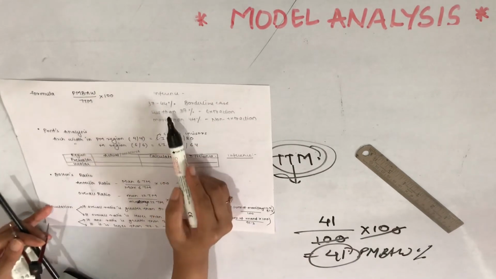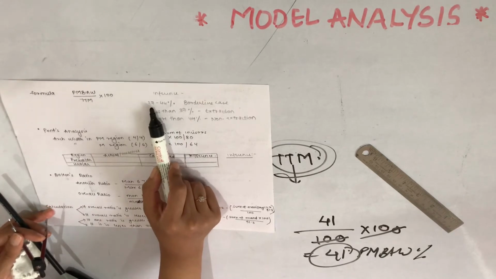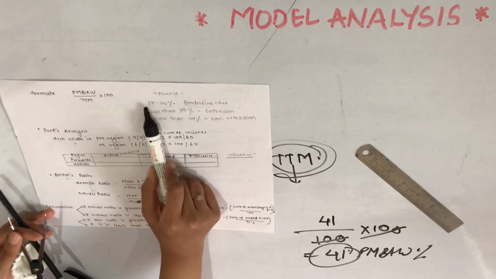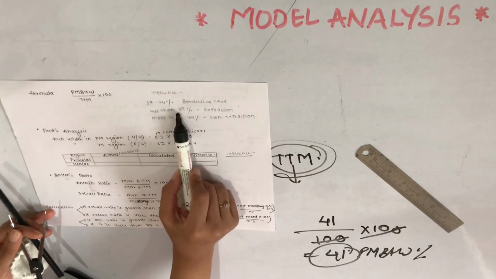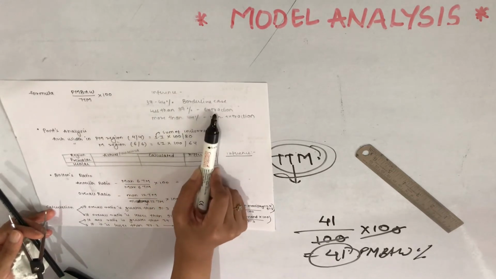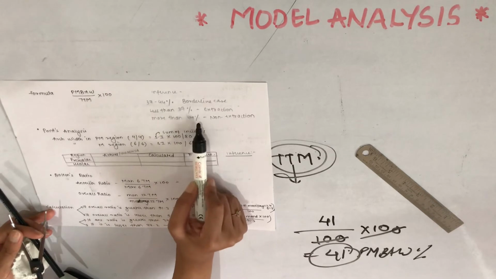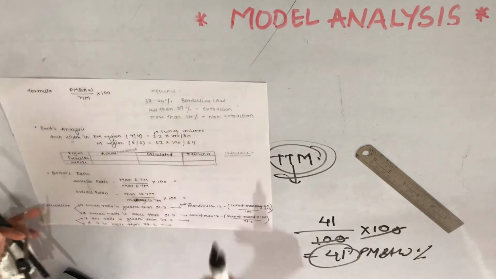Now the inference is, if it is between 37 to 44%, then it is a borderline case. If it is less than 37%, then extraction is required, and if it is more than 44%, then it is a non-extraction case.